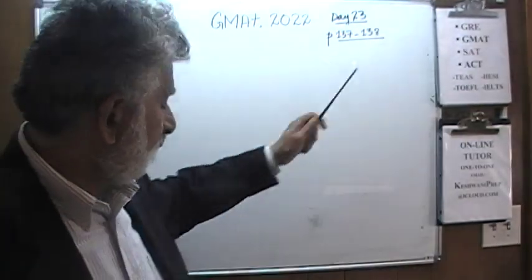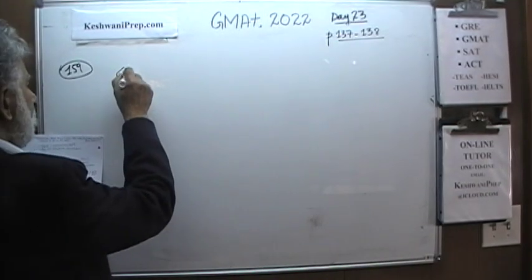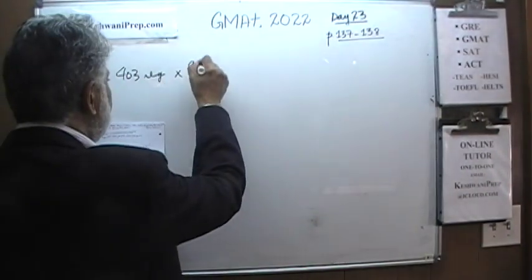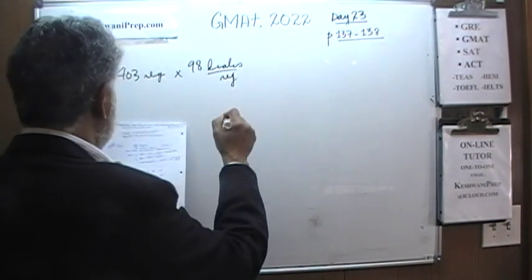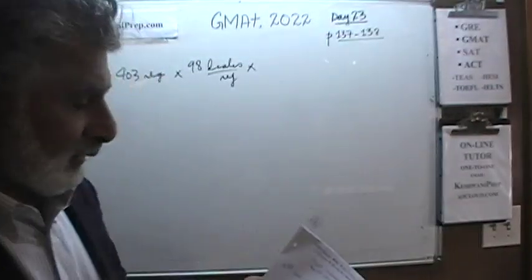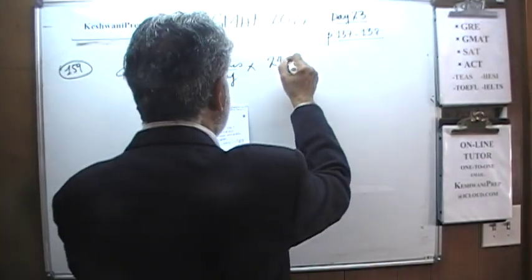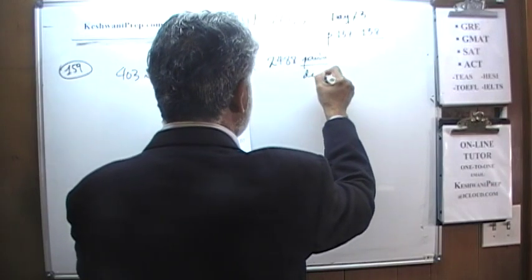Today we'll solve some problems that you will find on page number 137 and 138. The very first problem that you see there on page 137, number 159. In 159 we are told that we have 403 regions. We are further told that there are 98 dealers per region. And that each dealer on average sells 2,488 pairs of shoes per dealer.